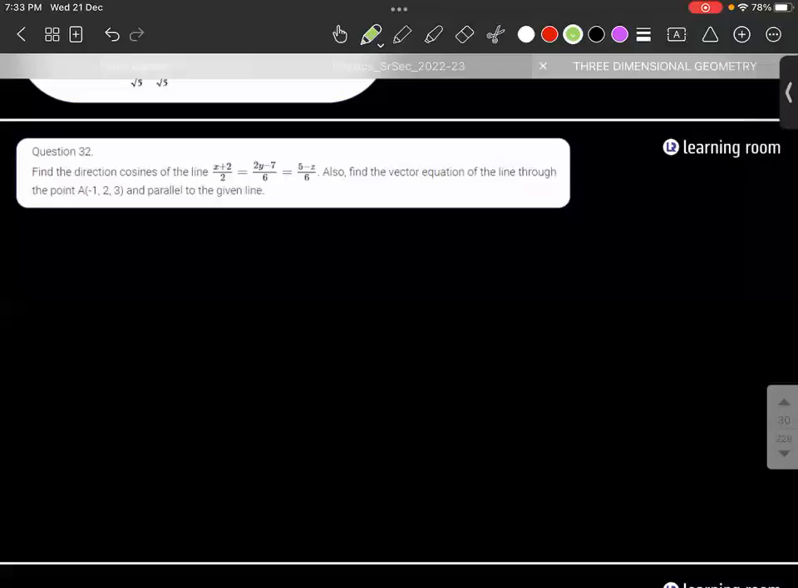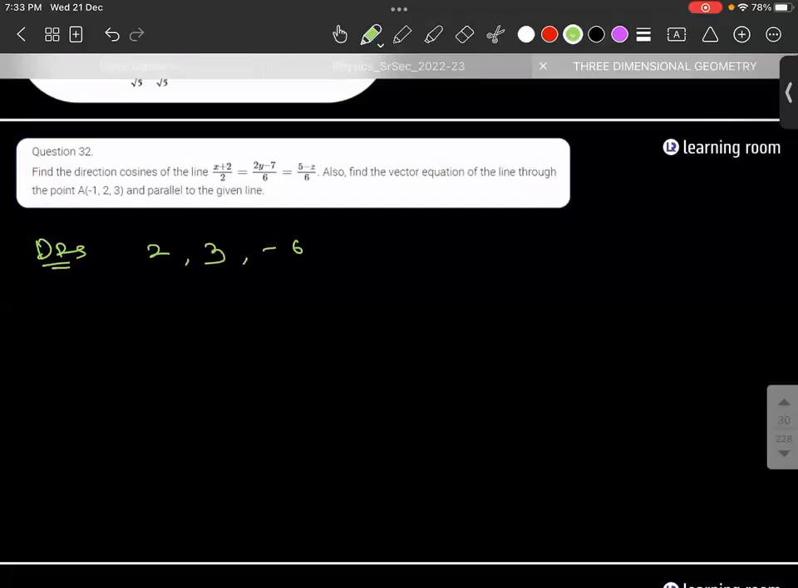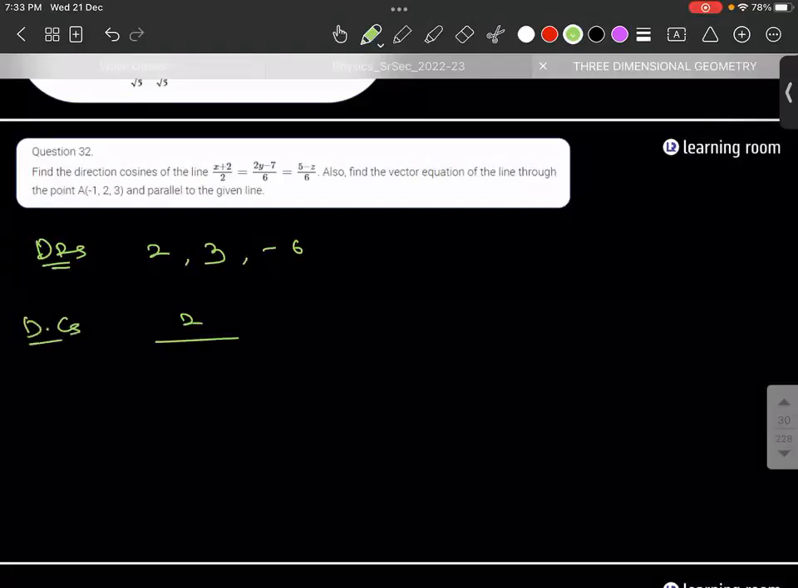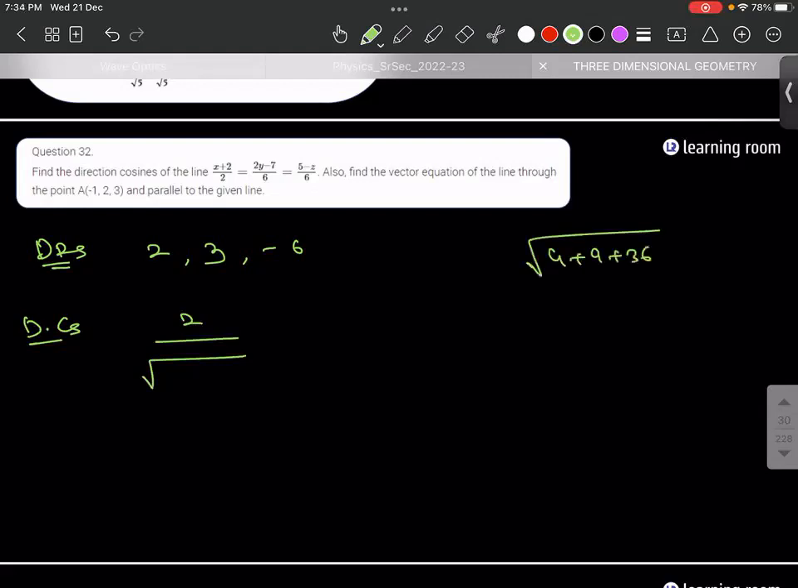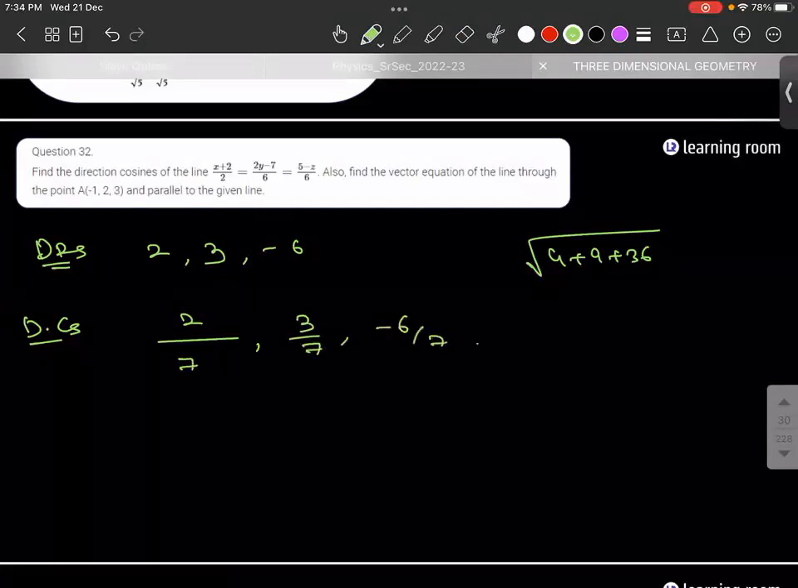Anybody with the answer? Find the direction cosines of the line. First of all, what are the DRs? 2, 6 and not 6. 2, 6 by 2, that is 3, and minus 6. So what will be the DCs? 2 by root of 4 plus 9 plus 36 under a root. So it will be 2 by 7, 3 by 7 and minus 6 by 7.